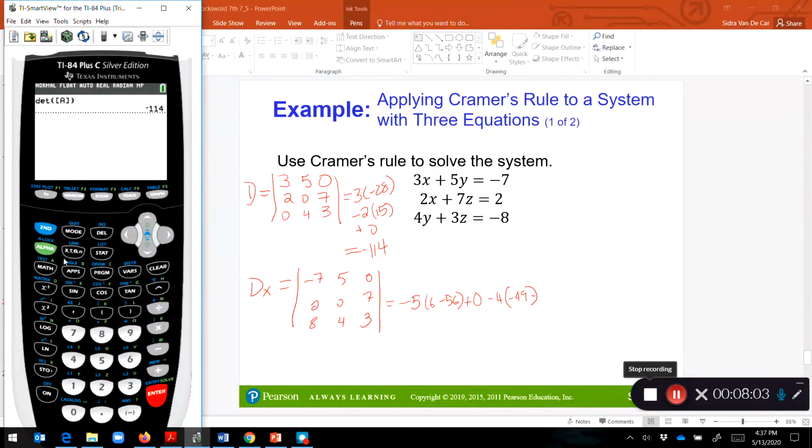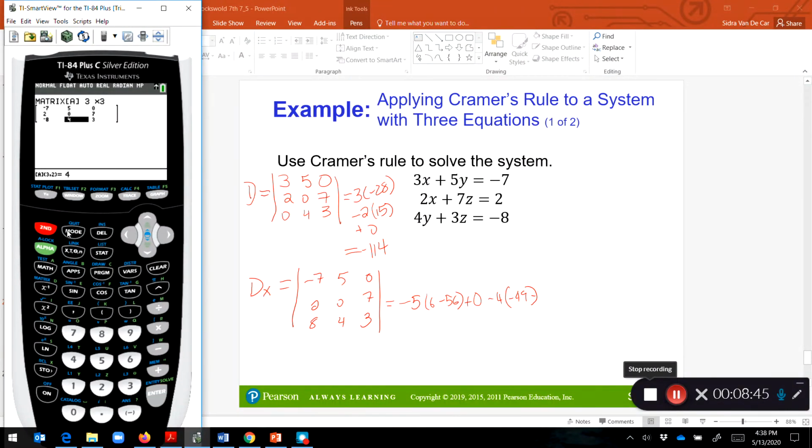All right, now let's go edit A. Edit A, and we're going to replace that first column with negative 7, 2, and then 8. Oh, negative 8. Oh, goodness, I missed writing in a negative, so that would have made our answer different anyway. Good thing we caught this. Okay, negative 7, 2, negative 8.